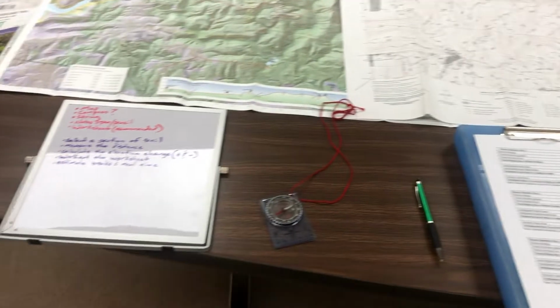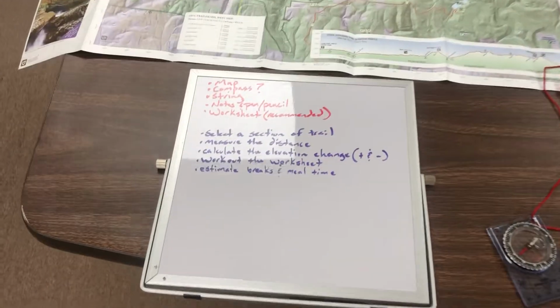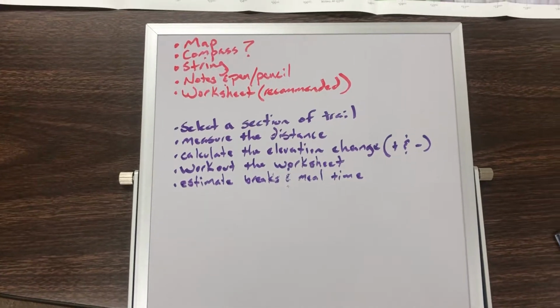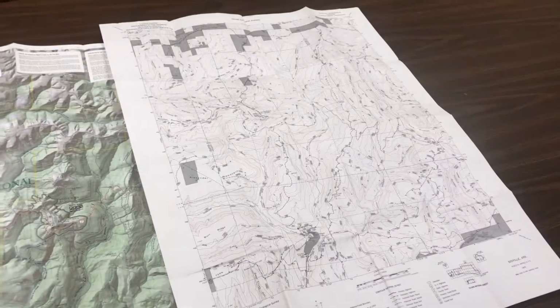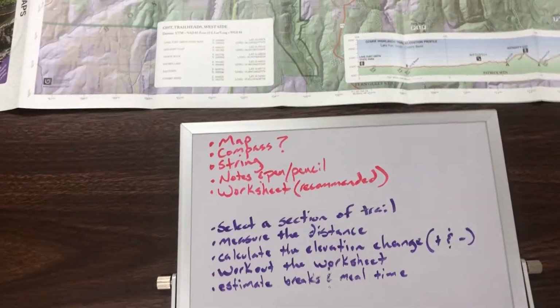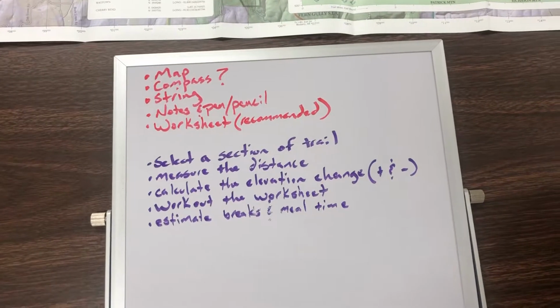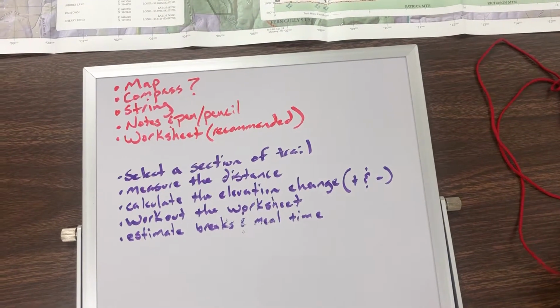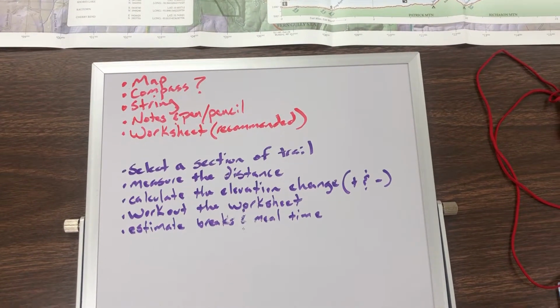So when we come over here, I've made some notes. So we're going to do a little exercise. We want to make sure that we have a map. So here I actually have two different examples of maps. We want to make sure that we have a compass. This definitely helps if we're having to revise our plan on the trail. You definitely want that compass to help us out.